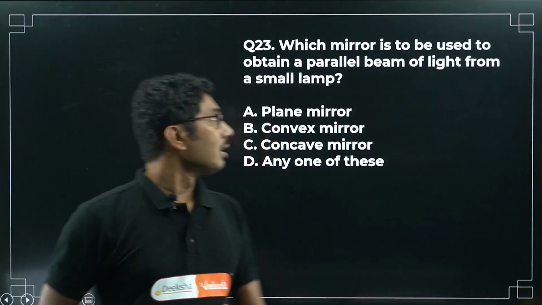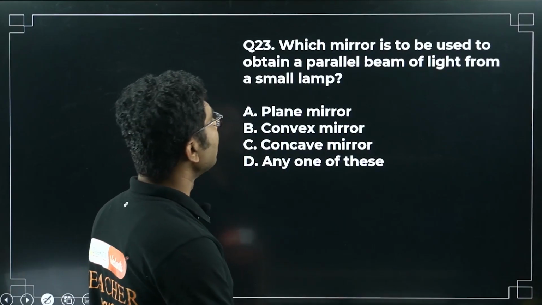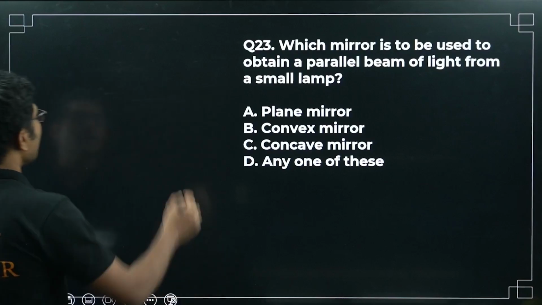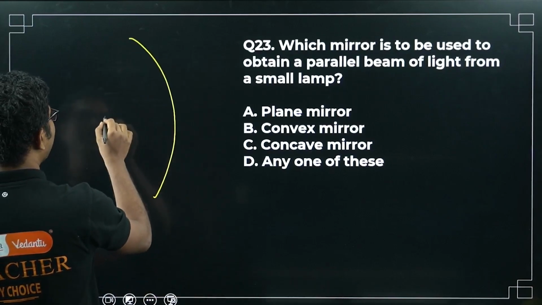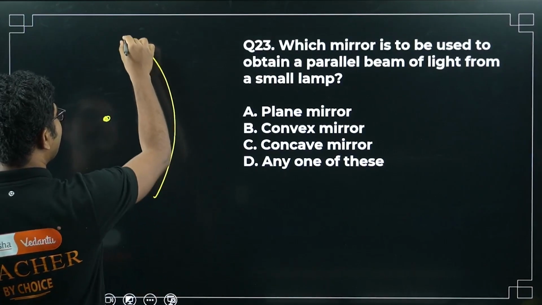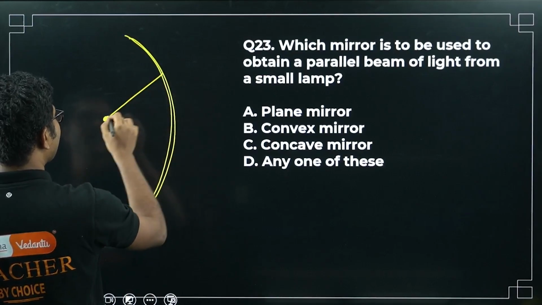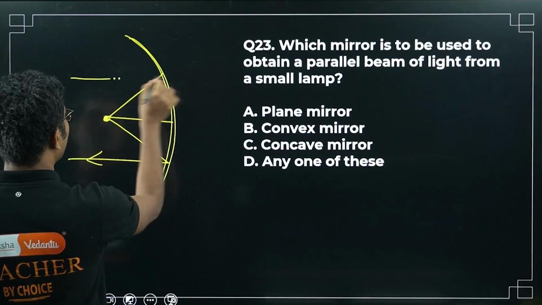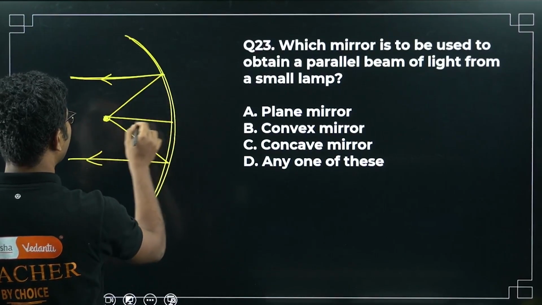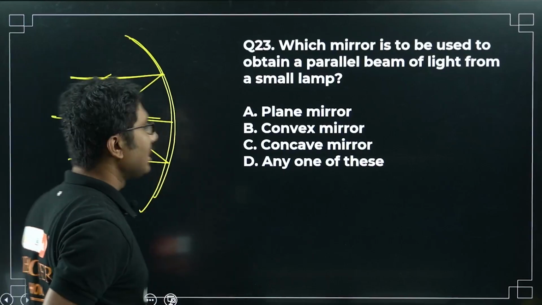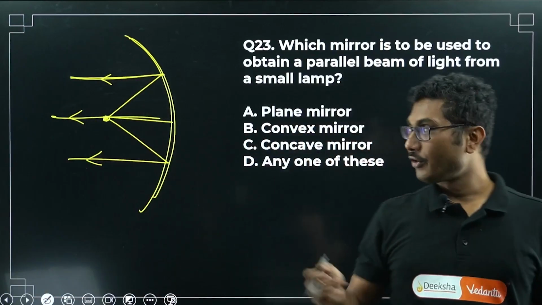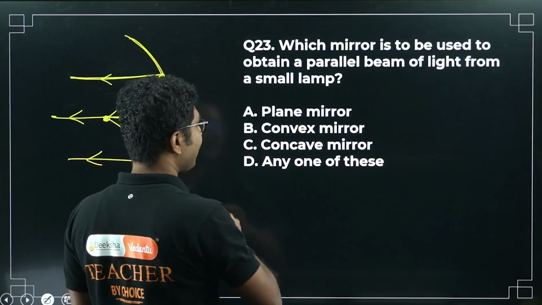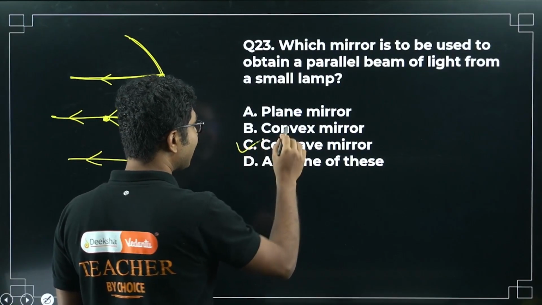Next question. Which mirror is to be used to obtain a parallel beam of light from a small lamp? Parallel beam of light from a small lamp means when you place a small lamp at the focus of a concave mirror, after reflection it becomes parallel, right? We know that when an object is kept at the focal point of a concave mirror, it forms an image at infinity, so only a concave mirror can be used.